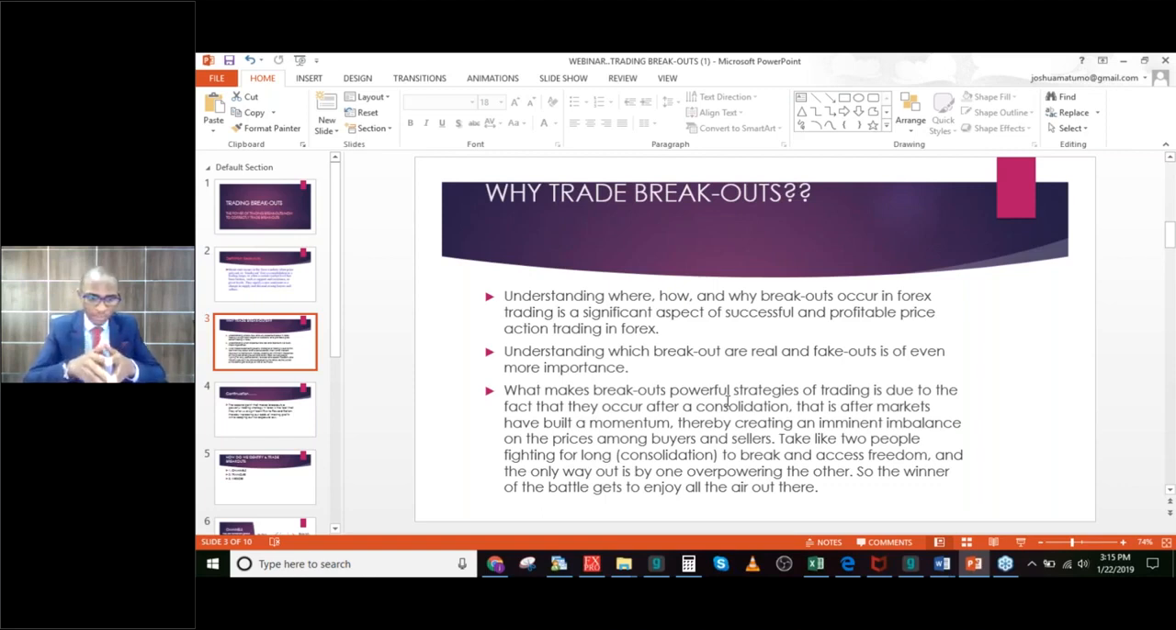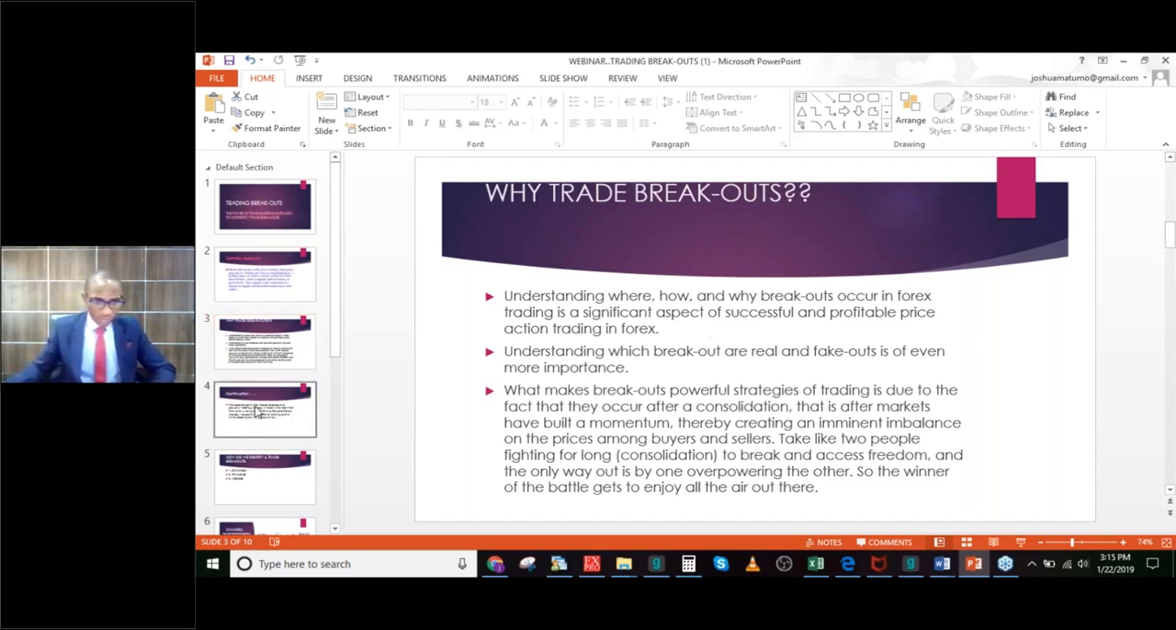Often, when breakouts happen, they're preceded by very long moves in the forex market. And this is one of the reasons why we're careful to analyze them and to use them to our advantage when we're opening trades in the forex markets.